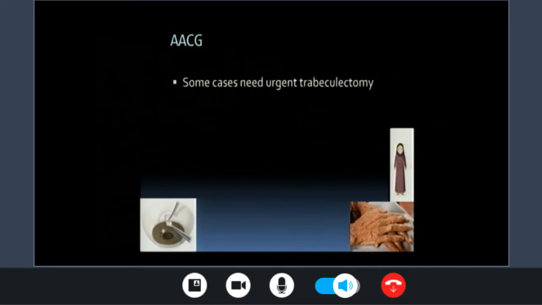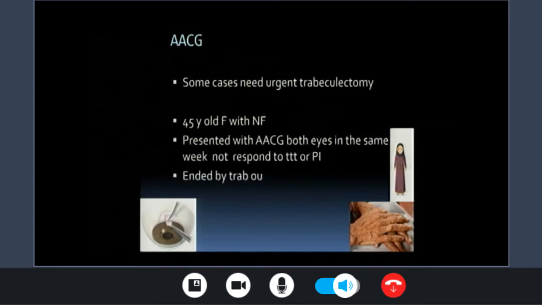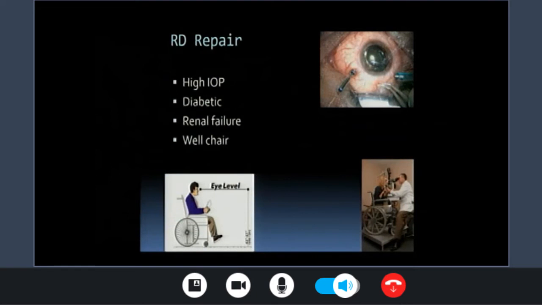We received one lady with neurofibromatosis. She presented with bilateral angle closure glaucoma in the same week, and the PI is not working. We were not even able to do the PI for her because of the thickness of the iris. And it ended with trabeculectomy in both eyes. Retinal detachment repair, the patient is suffering. Sometimes they come in a wheelchair, they have renal failure, diabetes, high intraocular pressure, and sometimes it is difficult even to put them to examine them at the slit lamp.